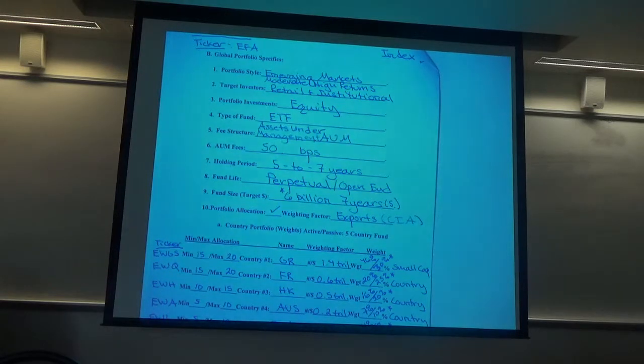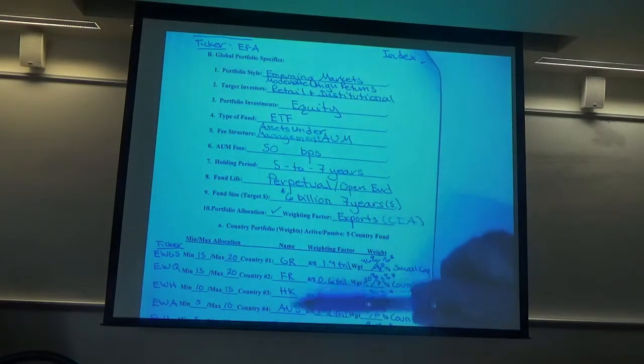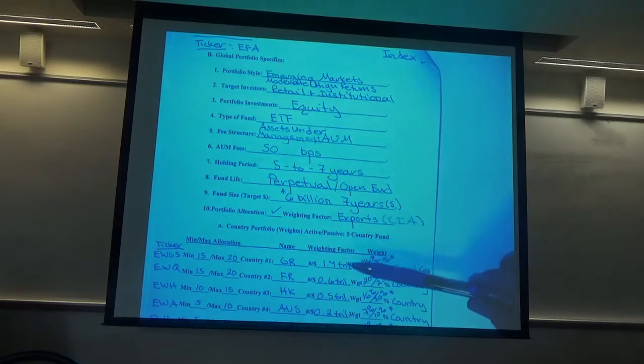Total assets under management. My weighting factor that I used is exports. I went up online. I could use the World Integrated Trade Solution website. I could have used the World Bank. I could have used the Organization for Economic Cooperation and Development, OECD. I ended up using the CIA numbers from 2017. So what I did was I put the tickers over here. I got the countries right here. I went up onto the website, and I basically put in the exports.